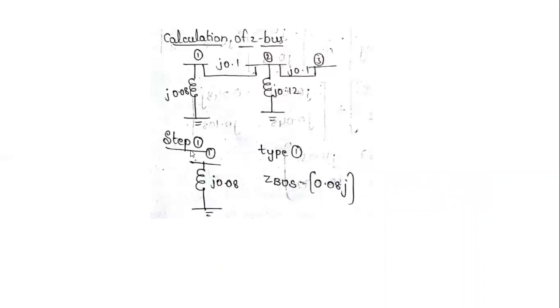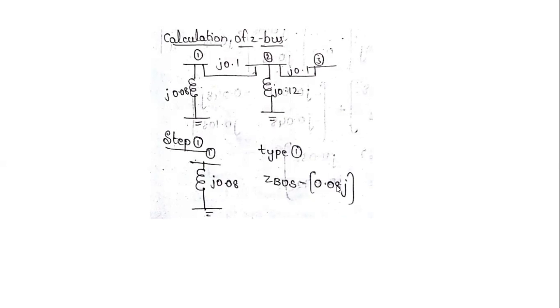Step 1: first taking the reference. This is type 1. Why is it considered type 1? Because the element is added between the reference and a new node. The ground is indicated as the reference, so the element is added between ground and a new node. Then it is considered a type 1 modification.